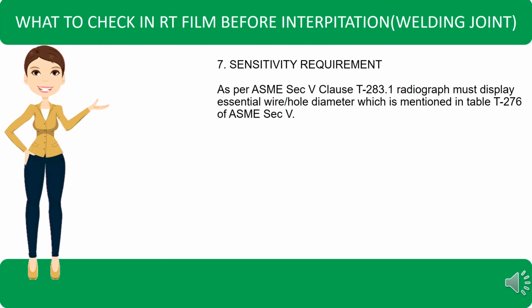The seventh factor is sensitivity requirement. Sensitivity of radiographic film represents the smallest size of defect that can be detected by RT film. As per ASME Sec V Clause T-283.1, the radiograph must display the essential wire/hole diameter which is mentioned in Table T-276 of ASME Sec V.